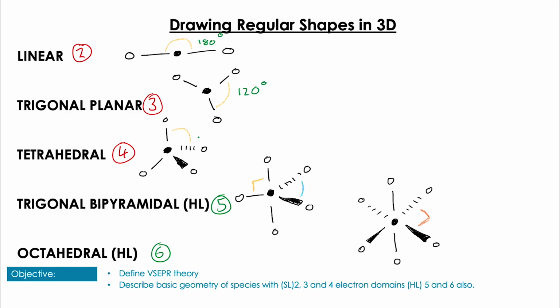So the angle in linear is 180 degrees. The angle in trigonal planar is 120, tetrahedral is 109.5, and for trigonal bipyramidal, we have 90 degrees between the bonds above and below this middle circle, if you like, and then 120 degrees between each of those. In octahedral, we have 90 degrees between all of the individual bonds, or we could think about it as they're 180 degrees opposite each other, but usually we just think about this in terms of 90 degrees.